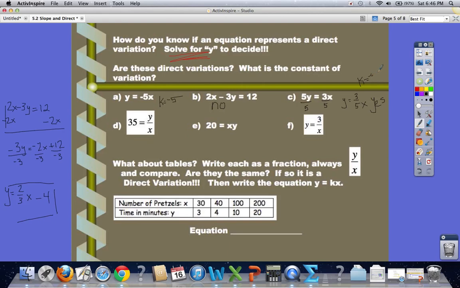And my pen's not working. What is wrong? 3 over 5. There you go. 3 over 5. That's what k is.